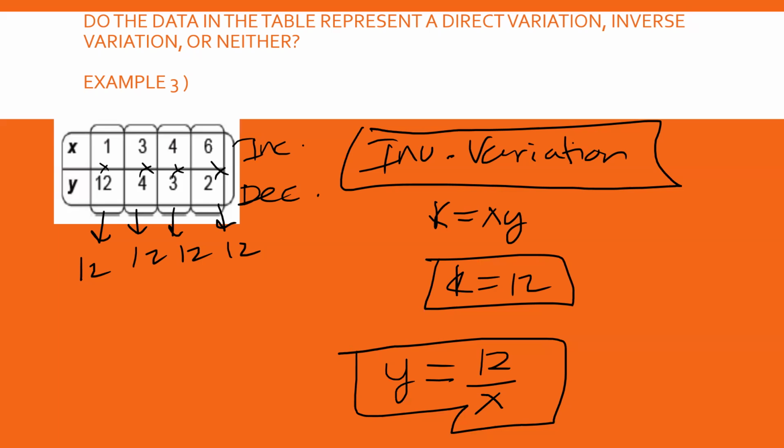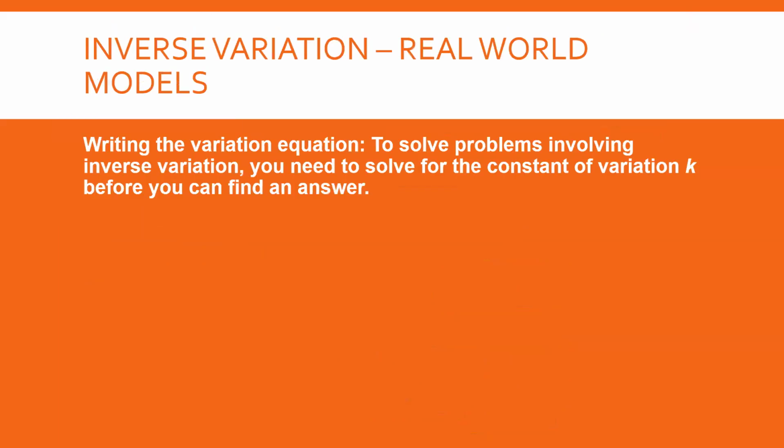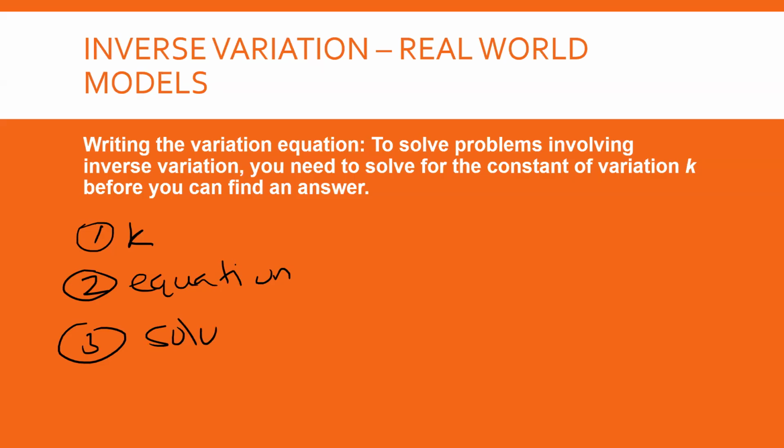So what we've talked about here is that for inverse variation, when we are writing the variation equation, to solve problems involving inverse variation, you need to solve for the constant of variation, your k, first. So the first thing we're going to do is solve for k. The second thing we're going to do is write our equation. And then the third thing we're going to do is solve the equation. Make sense? We're going to find the k, write the equation, then solve.